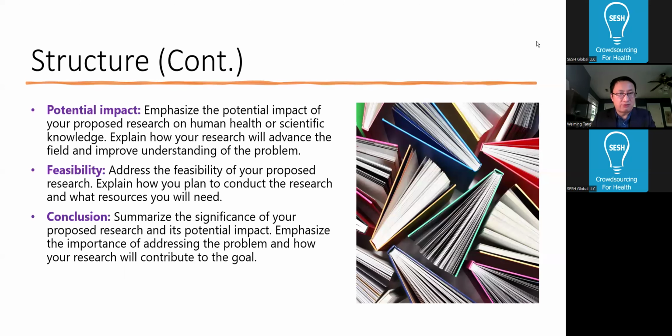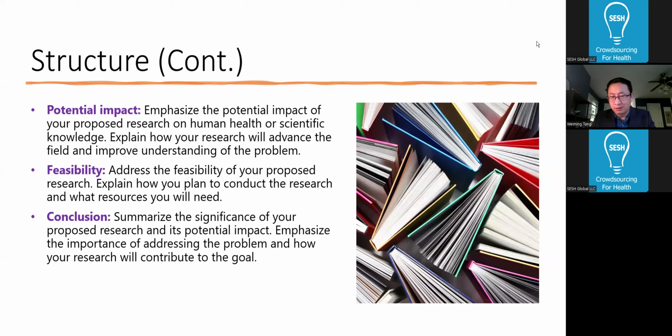So you need to address the feasibility of your proposed research, and explain how you plan to conduct the research and what results you will achieve. And finally, you have a conclusion or potential impact section to summarize the significance of your proposed research and its potential impact. Emphasize the importance of addressing the problem and how your research will contribute to the goal.